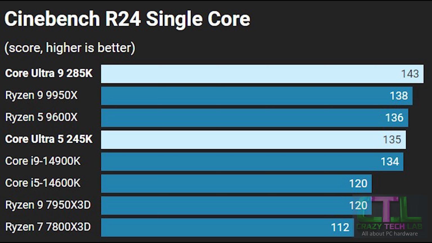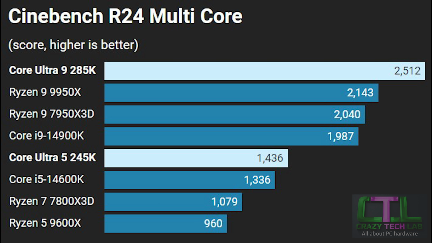First up, we have Cinebench, the R24 version, and the single core test here, and Intel does pretty well. The Core Ultra 9 285K coming out on top, and the Core Ultra 5 245K beating the Core i9 14900K in the single core test, and obviously offering a substantial lead over the Core i5 14600K as well, but doesn't quite manage to beat the two Ryzen 9 series CPUs that we have in the test though.